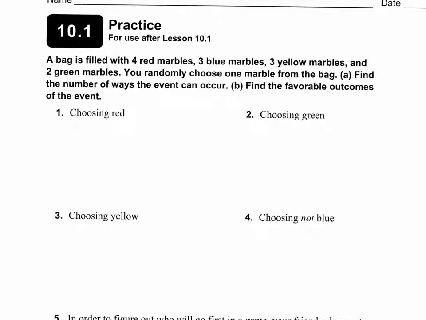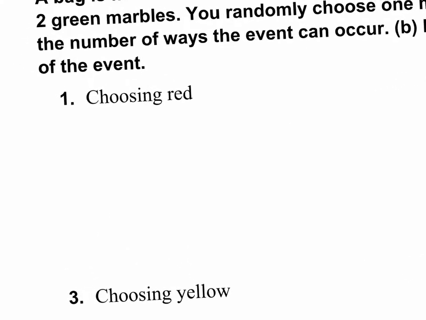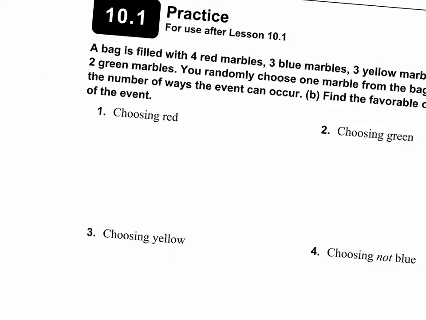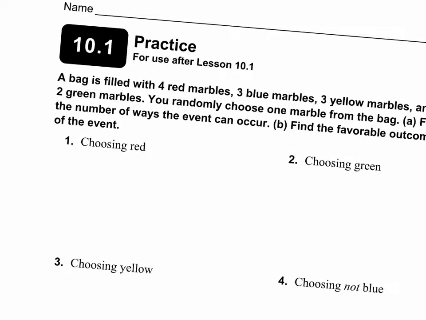So, part A, it says find the number of ways the event can occur. So let's just talk about how many outcomes. So if I'm looking, the possible outcomes in this case, you could get a red, 4 reds, you get 3 blues, 3 yellows, or 2 greens. So part A, we are just going to write, okay, so how many ways can I get a red marble? Well, there's 4 red marbles, so 4 ways is how I can find the red marble.